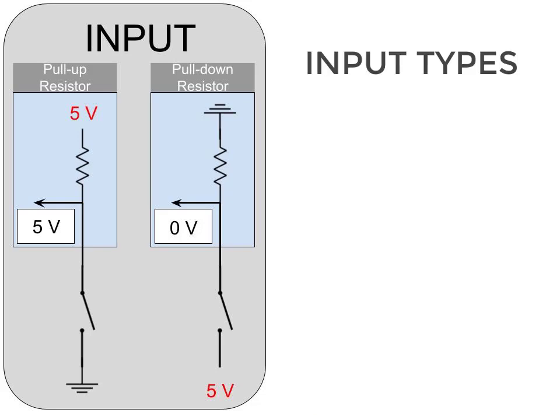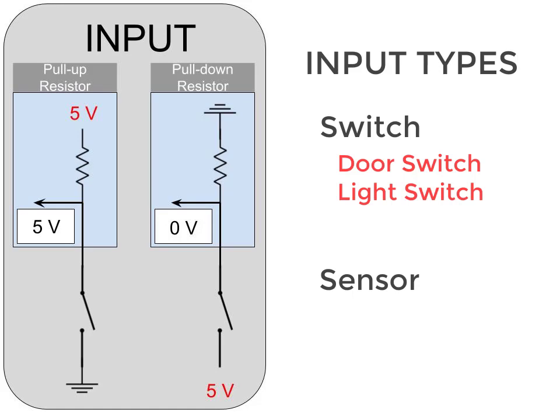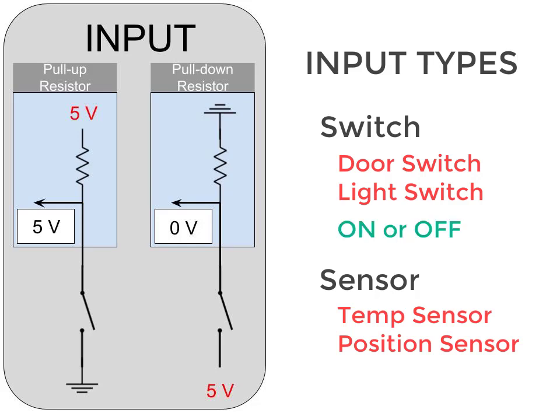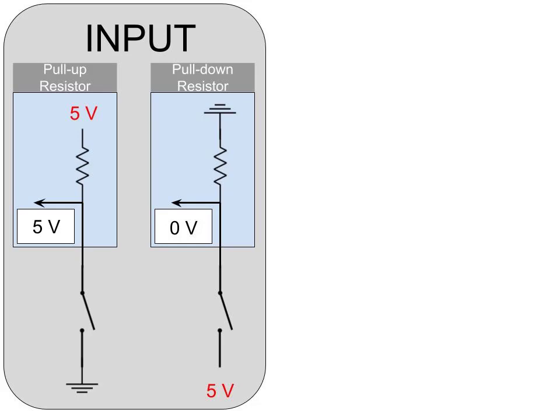So let's focus specifically on input for now. An input has two different types. An input can either be a switch or a sensor. An example of a switch might be a door switch or light switch. An example of a sensor might be a temperature sensor or a position sensor. A switch will either have an on or off position, and a sensor can have a very significant range of positions. Think of the different ranges of temperatures that you might measure. So let's just focus on the switch for now.